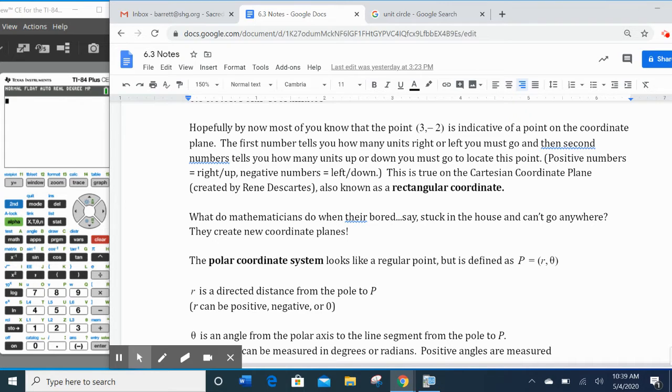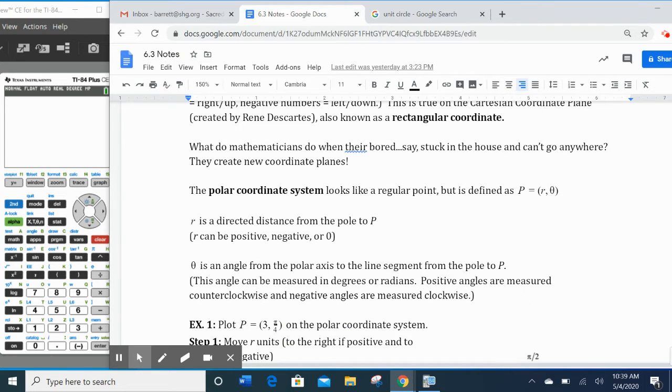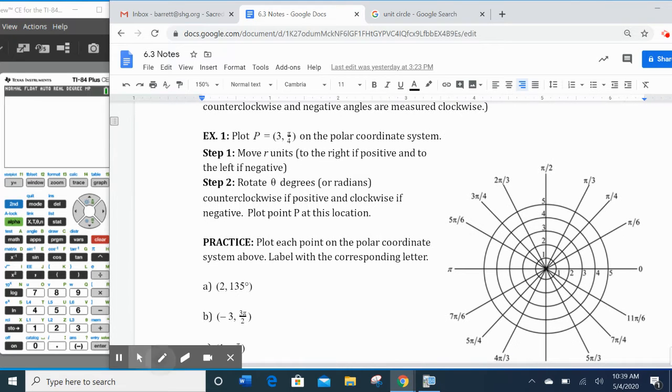You're probably thinking, duh, Miss Barrett, but what do mathematicians do when they're bored or quarantined? They create new coordinate planes. There's something called the polar coordinate system that looks like a regular point, but is defined differently. Instead of the first number being the x coordinate and the second number being the y coordinate, the first number is a directed distance from the pole, which just means the center. And when we look down here, the pole would be the center of this graph.